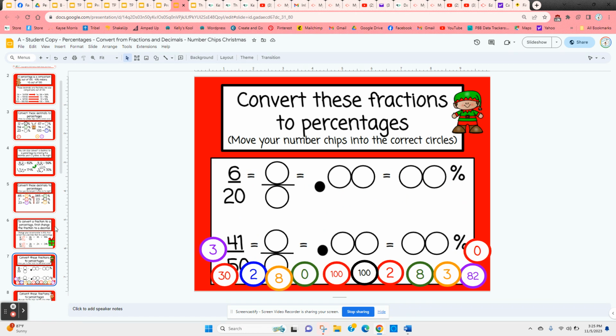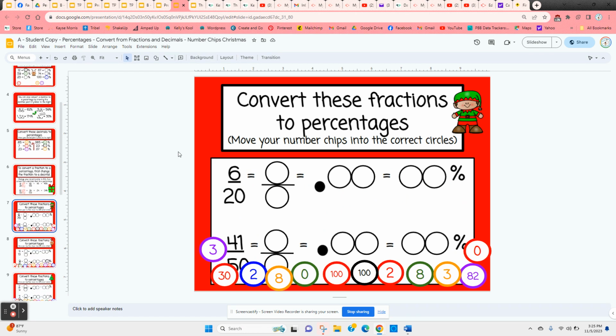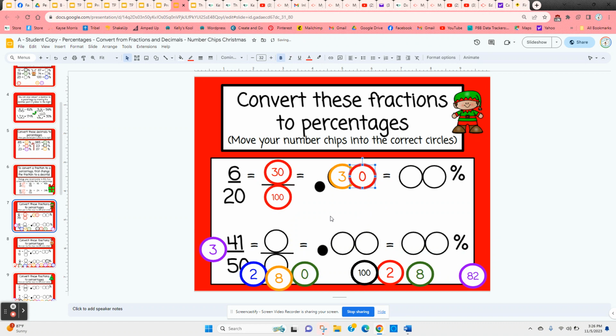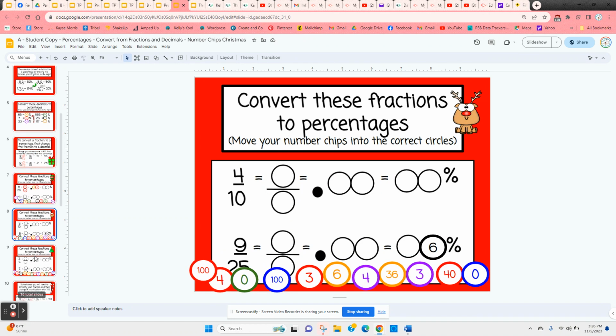So students are going to be doing this on the next few slides, getting some practice. Here they know that they just have to multiply 20 times 5 to get 100. If they multiply 20 times 5, they have to also multiply 6 times 5. That gives them 30 hundredths, which would be 30 hundredths as a decimal, and then 30%. So we're going to get some more practice doing that.